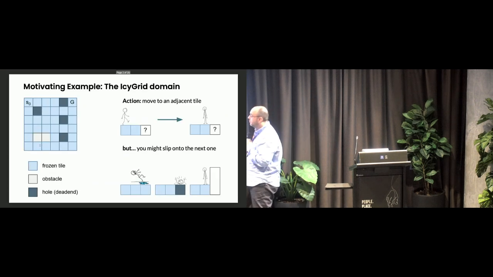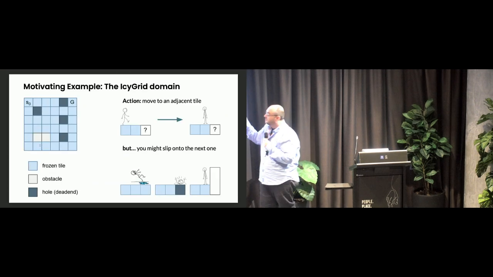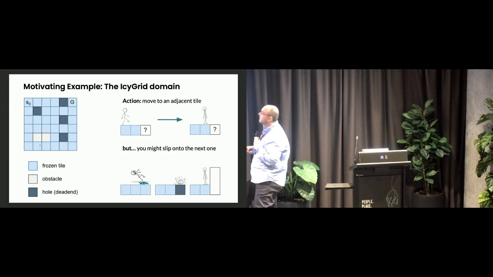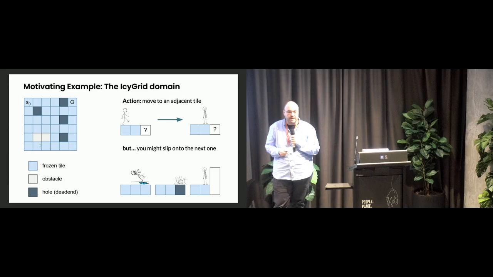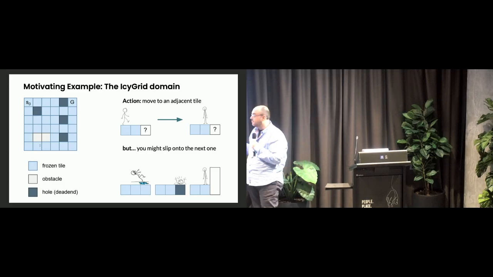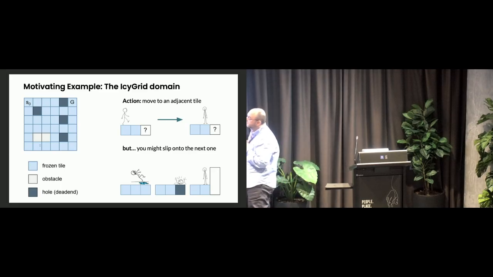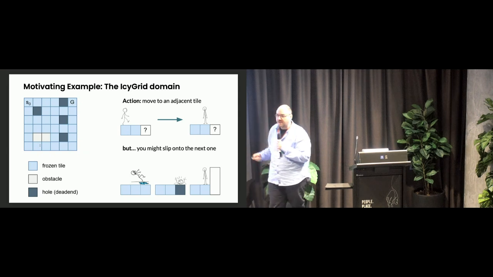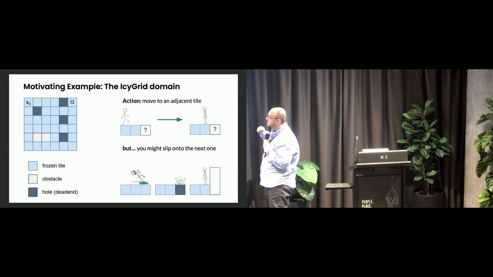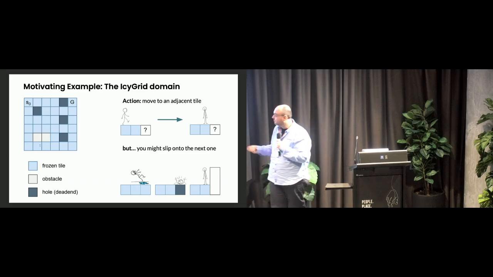So to motivate our approach, I'm going to present this example. This is a domain that we came up with. We call it the IC grid, and it's very much inspired by Frozen Lake from the OpenAI Gymnasium. So this is a grid world where we have three types of tiles: frozen tiles, obstacles, and holes. And in order to navigate this grid, the agent can move into any adjacent tile. However, since the tiles are frozen, the agent might slip, moving two tiles instead of one.